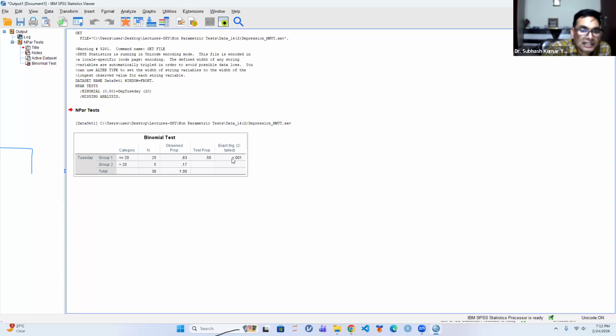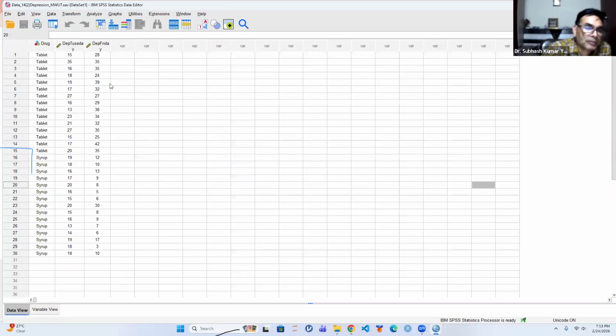So here we can see that the two groups do not have the same effect. The p-value is very, very much less than 0.05. So this way we can conclude that the effect is different for the different groups.